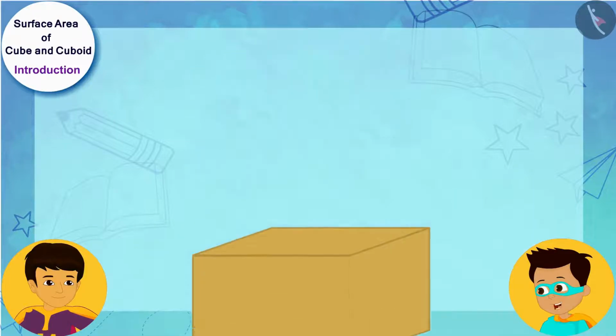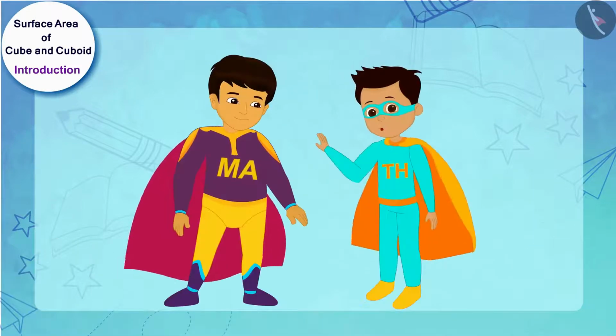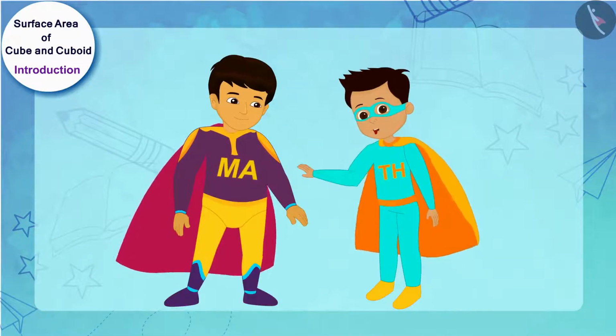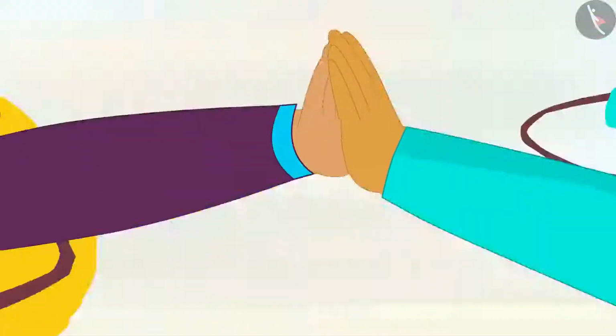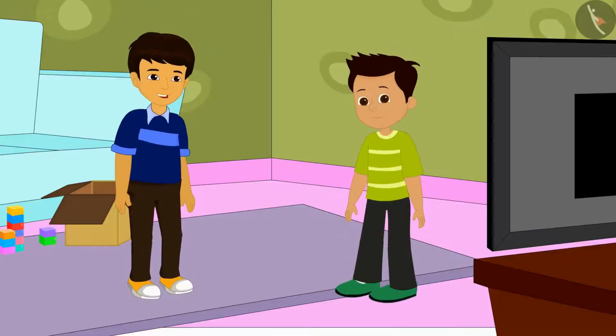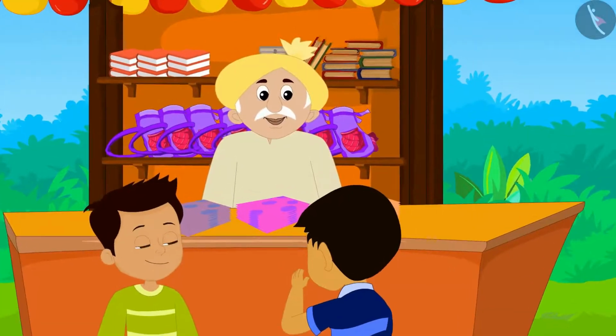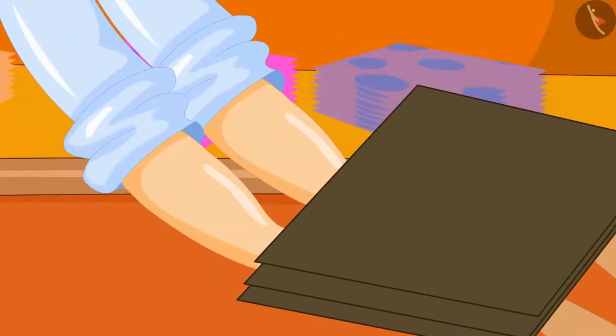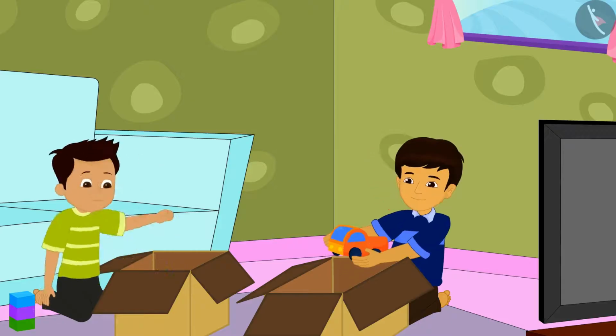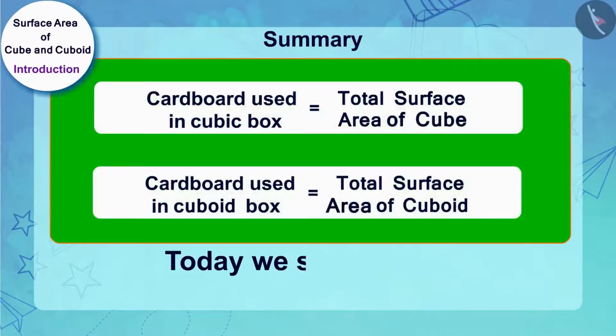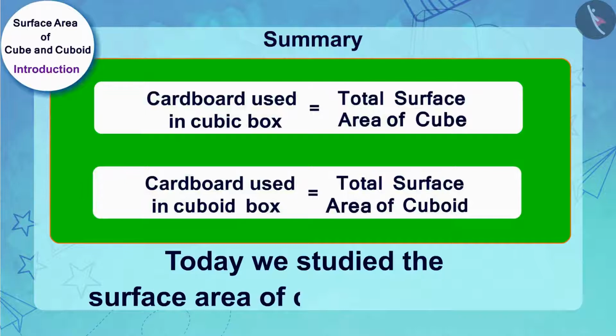Yay! Now let us go back to our world and quickly buy the cardboard needed to make our own boxes. The two friends bought the cardboard together and made their respective boxes, which they filled with the scattered items. In this video today, we studied the surface area of the cube and cuboid. In the next video, we will see some interesting examples based on this.